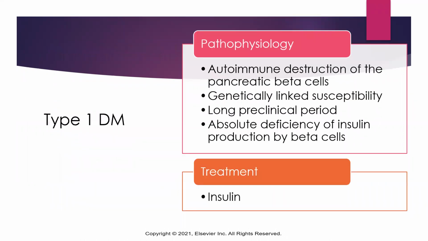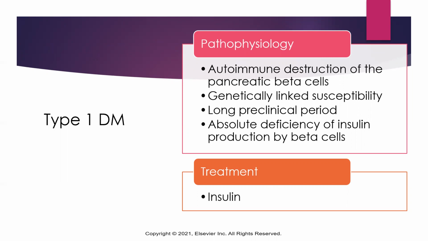So first one we're going to talk about is type 1. A couple of different things are going to happen for a patient that is type 1. This is only 5 to 10% of the diabetic patients that we are going to see. This is an autoimmune process where the patient's own body is going to destroy those beta cells of the islet of Langerhans within the pancreas. So we said this one is going to be absolute insulin deficiency.